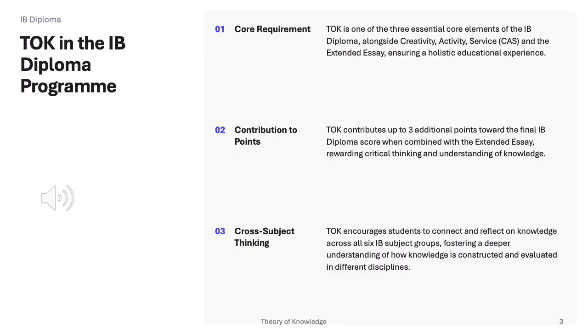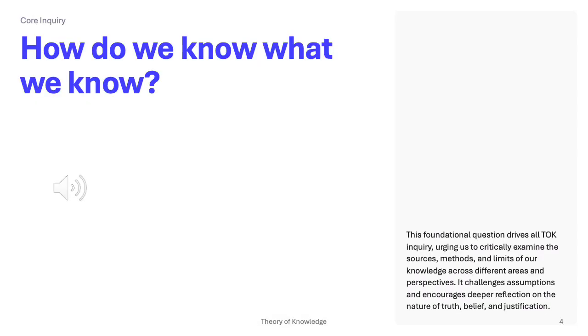Finally, it promotes cross-subject thinking. TOK encourages you to connect and reflect on knowledge across all 6 of your IB subject groups, helping you see how knowledge is constructed and evaluated differently in each discipline. At the heart of TOK is one foundational question: how do we know what we know? This single question drives all our inquiry. It urges us to critically examine the sources, the methods, and the limits of our knowledge across different areas and perspectives. It challenges our everyday assumptions and encourages much deeper reflection on the nature of truth, belief, and justification.